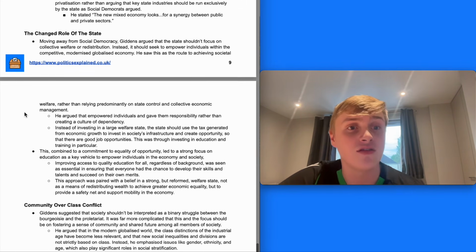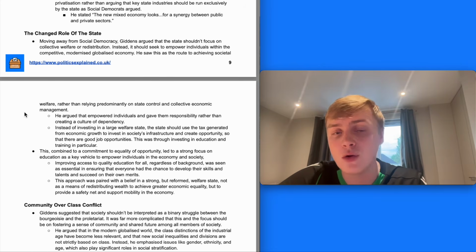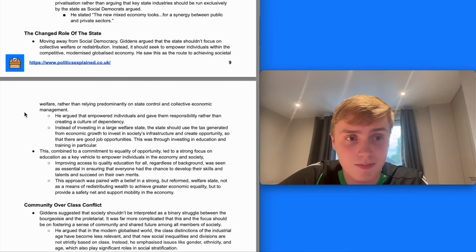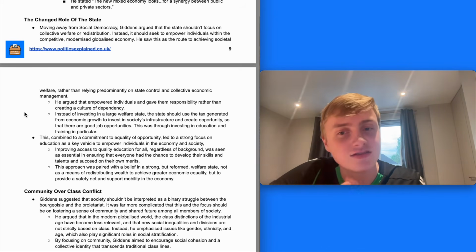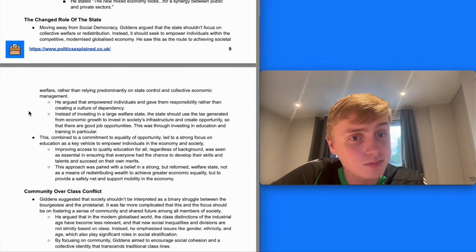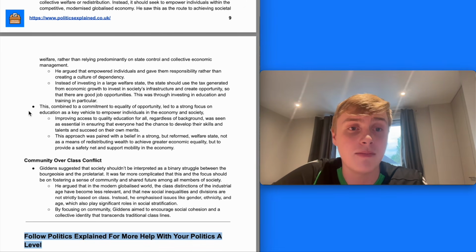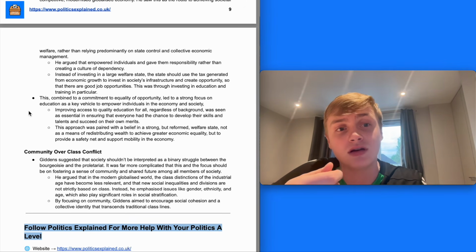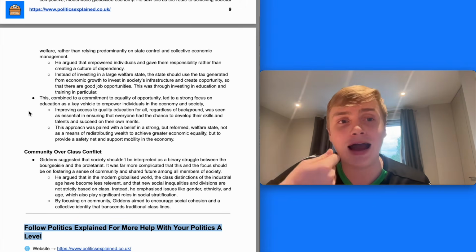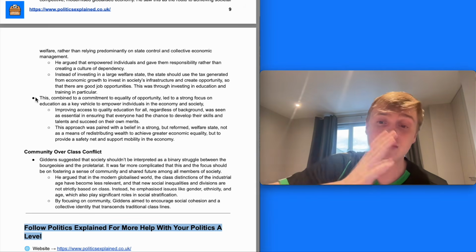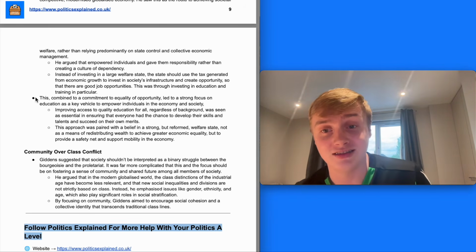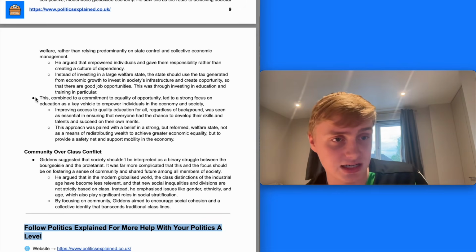He also supported a changed role for the state, arguing that it shouldn't focus on collective wealth or redistribution. Instead, it should seek to empower individuals within the competitive, modernised, globalised economy. So it's more individual focus and individual empowerment rather than collectivism and redistribution. And he argued that the state should empower individuals and give them responsibility rather than creating a culture of dependency. Therefore, really leaning into liberal ideas and even some new right conservative ideas.